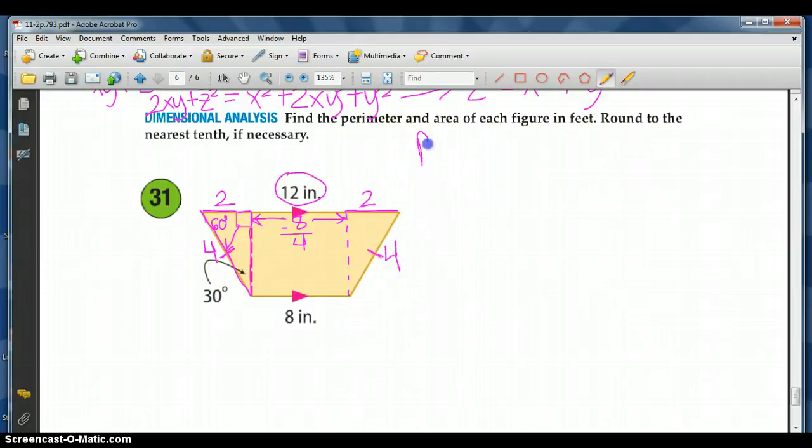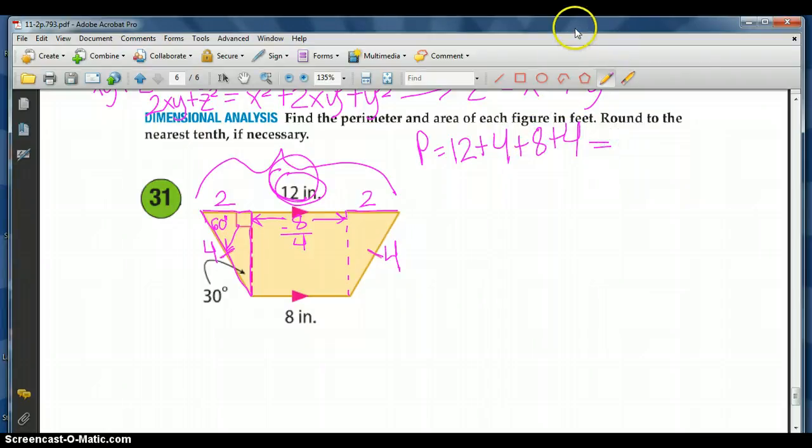Now we can find our perimeter. So this entire side, remember, is 12. 2 plus 8 plus 2. So we have 12 plus 4 plus 8 plus 4. And that would have a combined perimeter of 28 inches.